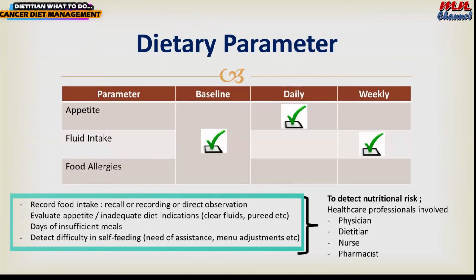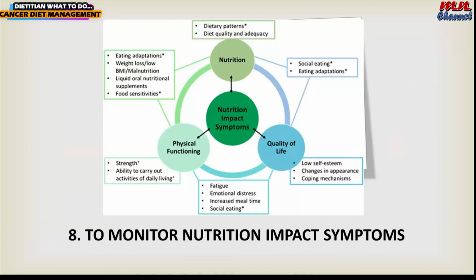We need to evaluate if the patient is only able to take maybe clear liquid or a blended diet, days of insufficient meals, and detect any difficulty in feeding. Maybe the patient requires assisted feeding or menu adjustment. So nutrition impact symptoms, this one is very, very important when we intervene with the patient. We need to see whether there is any reason for weight loss. How about the eating adaptation, the dietary pattern, the quality of the intake?